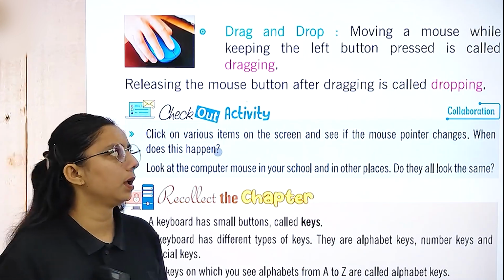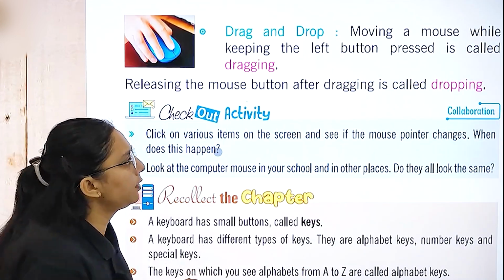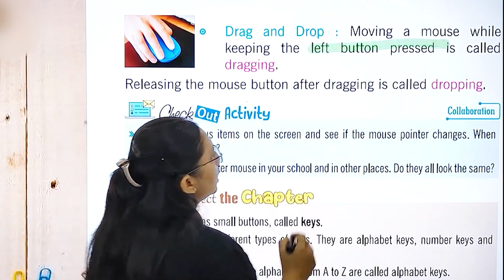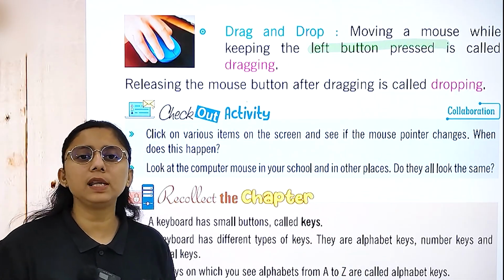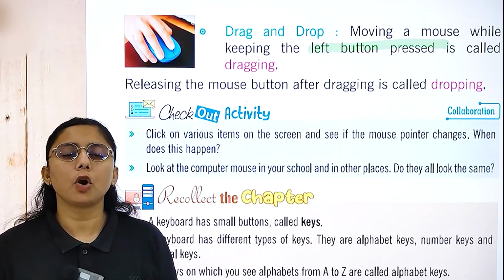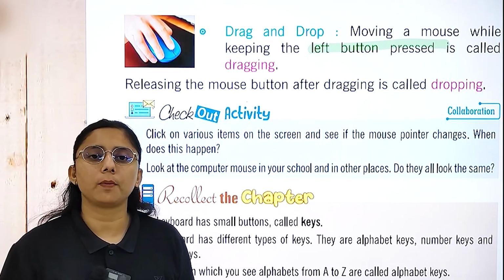Drag and drop, when you keep the left mouse button pressed, it is known as dragging. And what is dropping? When you release that button after dropping the thing, it is known as drop.